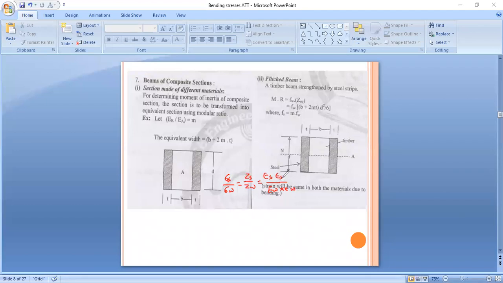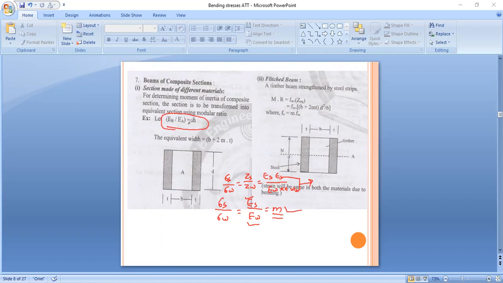Now we have to equalize these two values: epsilon S is equal to epsilon wood. That means we have to put these two values the same, only then will our answer come out the same. So sigma S upon sigma W is equal to ES upon EW, which is equal to m, that is the modular ratio. So modulus of elasticity of the first material divided by modulus of elasticity of the second material is called the modular ratio.